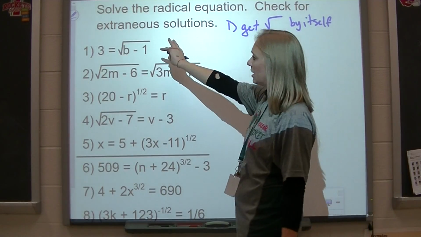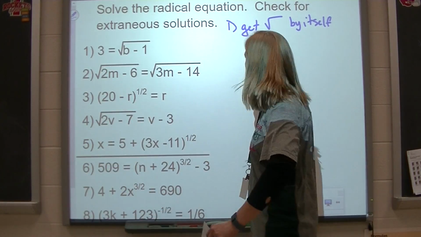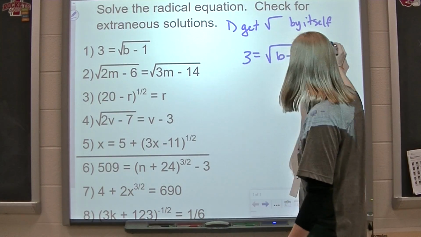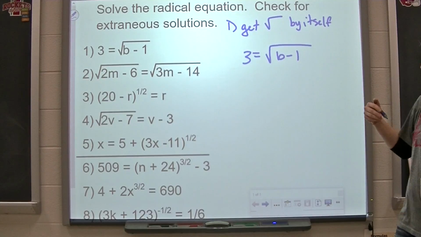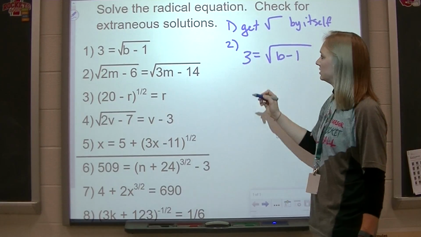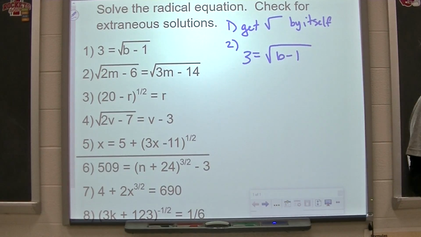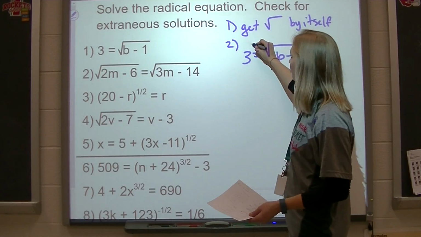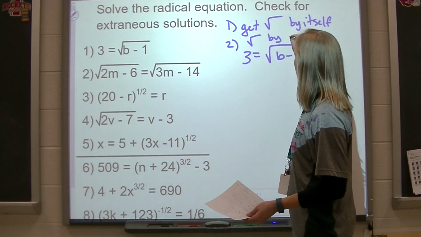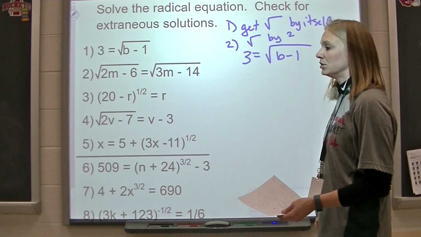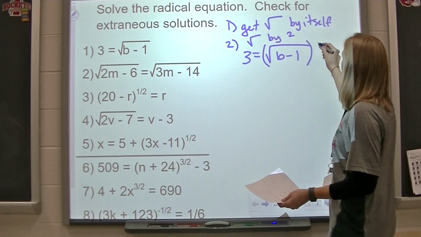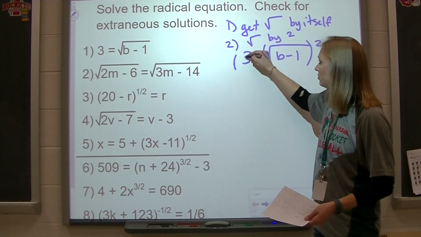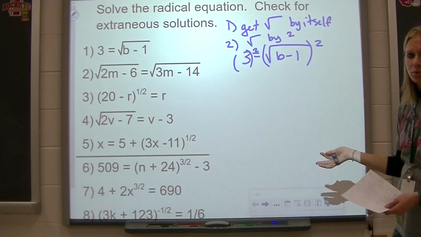So here with this first option, it's already by itself, so the first step is totally done for us. Okay? So then after that first step, the second thing we need to do, in order to solve for the variable, is get rid of the radical. So we do that by undoing it. You undo a square root by squaring. So we're going to square that whole side, but what you do to one side of an equation, you have to do to the other. So we're going to square both of them.